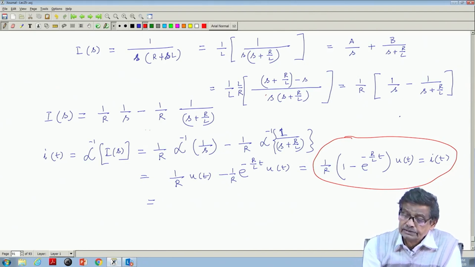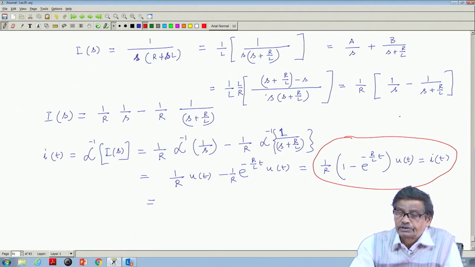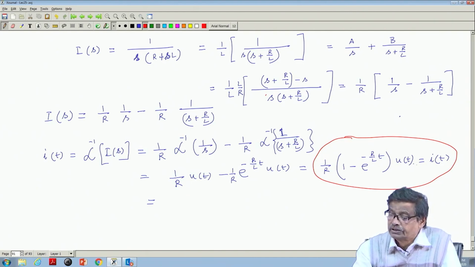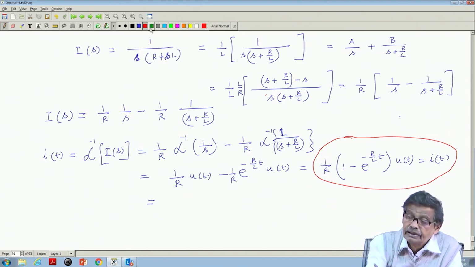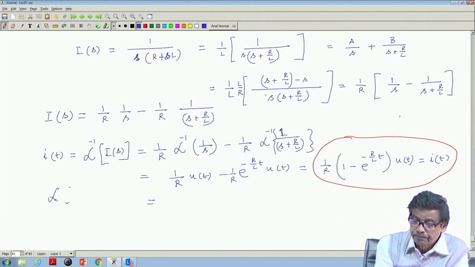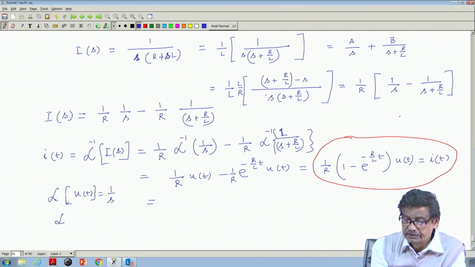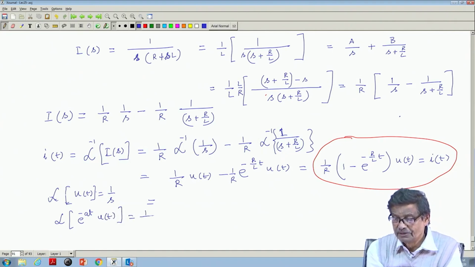So, do it like this, then take Laplace inverse: 1 by s is a standard thing, unit step; Laplace inverse of 1 by s plus R by L is also standard, e to the power minus a t u(t). So, what are the formulas we have used? Here I have used two results: Laplace inverse of u(t) is 1 by s, and Laplace inverse of e to the power minus a t into u(t) is equal to 1 by s plus a.